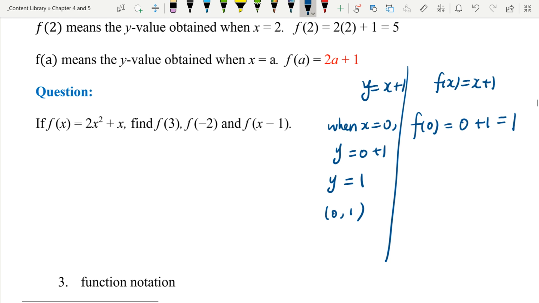Someone wants to do the teaching instead of me? No? Okay. So my x value equals 0, my y value equals 1, it still gives you the same thing, still (0, 1). What you substitute into the bracket is the x value, and whatever you get from that function is the y value. If you look at those two sides, it's exactly the same. It's just like we change y into f(x) or g(x) or h(x).